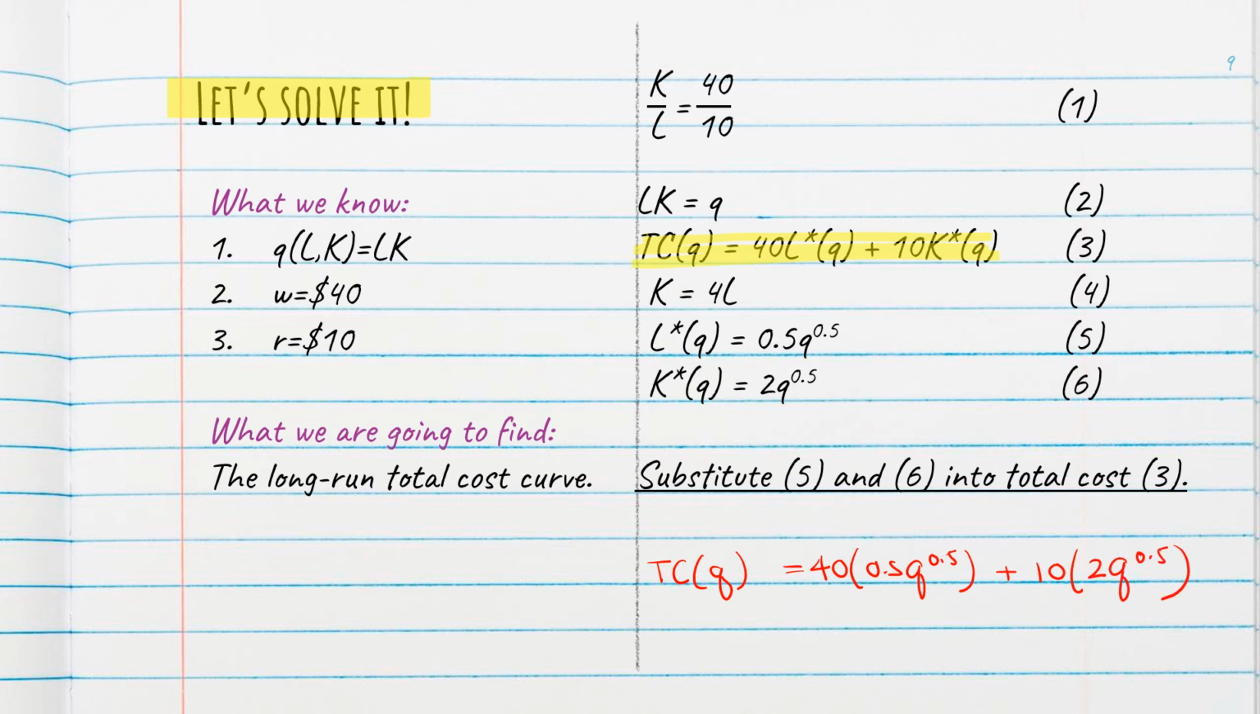Take a long look at this. 40 times 0.5 is 20. 10 times 2 is 20. So I have 20 Q to the 0.5 plus 20 Q to the 0.5, which means total cost, which depends on Q, is 40 Q to the 0.5.